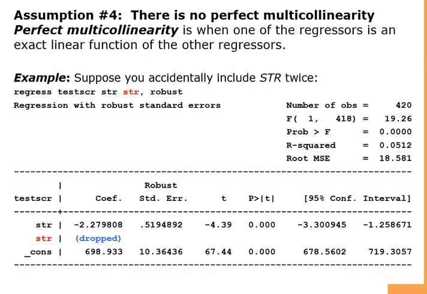Assumption number 4 is that there is no perfect multicollinearity. What is perfect multicollinearity? It is the case when one of the regressors is an exact linear function of the other regressors. What does that really mean?